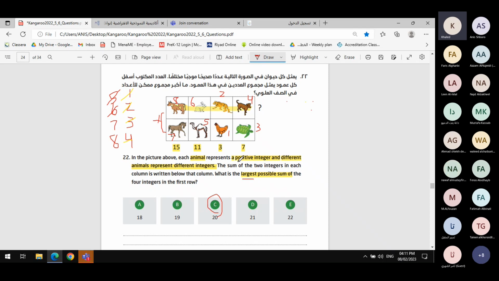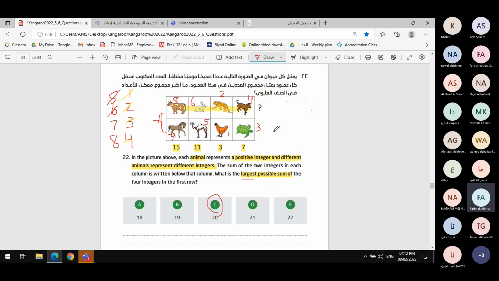Wait, we have two conditions we must respect and we must follow. First of all, positive integers, each one has a positive integer and a different number for each animal. And also, we know the sum of the two animals is this. So our aim is to find the largest possible sum. If we skip any condition across those two conditions, we will have a wrong answer. And of course, if we skip the idea of the largest possible sum, we will not get 20, maybe less, maybe more.